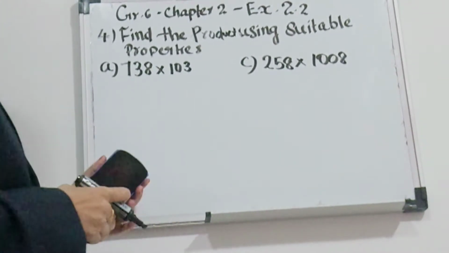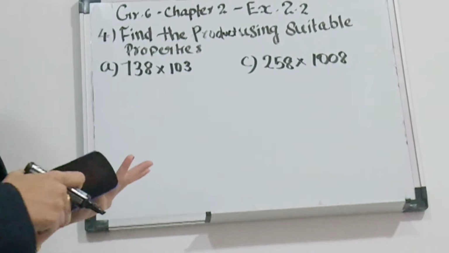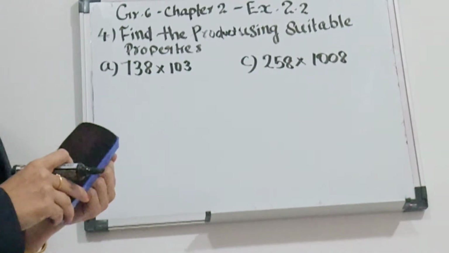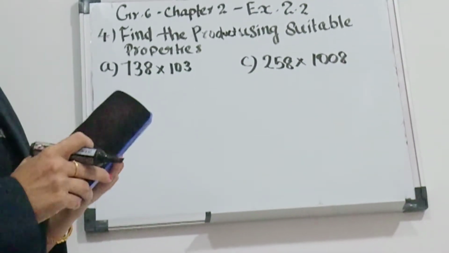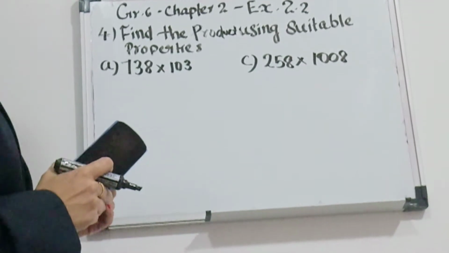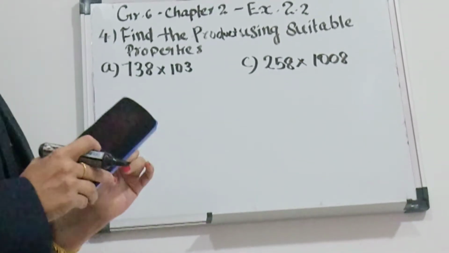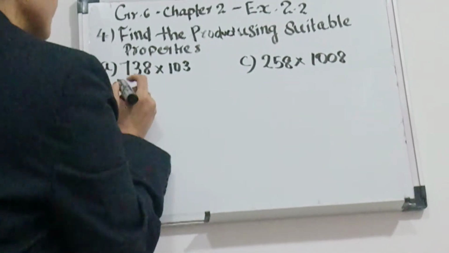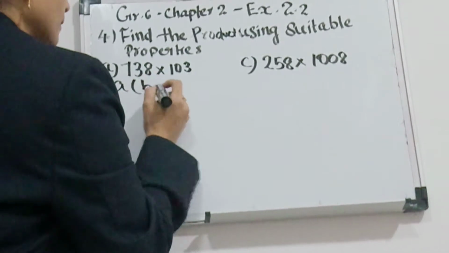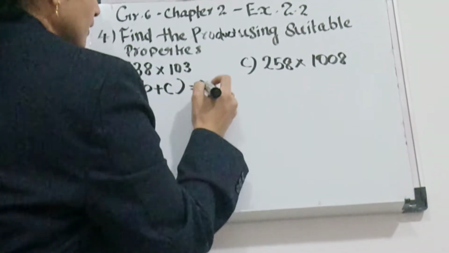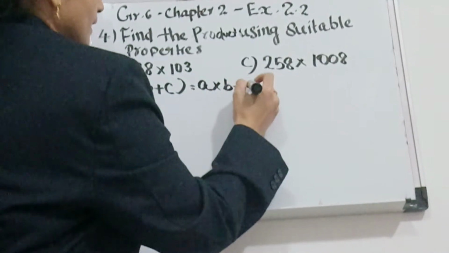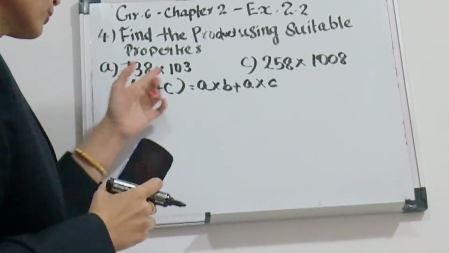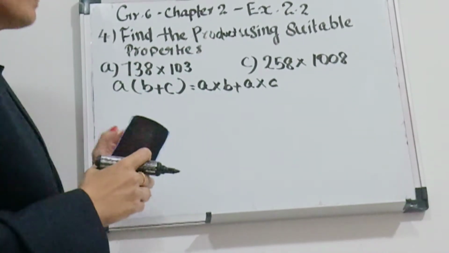You learned a lot of properties: closure property, commutative property, associative property, distributive property, multiplication by 1 and addition by 0. Here which property are we going to use? Here we are going to use the distributive property. What is the distributive property? The distributive property is A into (B plus C) equals A into B plus A into C. This property we are going to use to solve these questions.